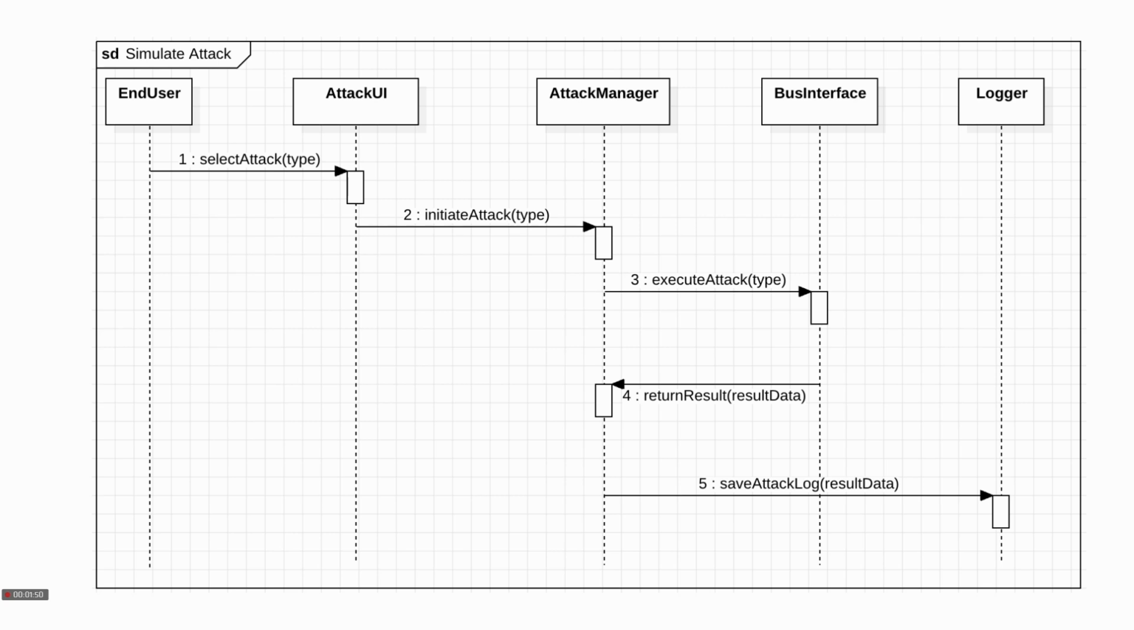Now over here we have our simulate attack design sequence diagram. This slide demonstrates how a user simulates an attack for testing. The end user selects an attack type via the attack UI, initiating a series of calls through the attack manager to the bus interface, which executes the attack. The result is returned and logged for later review. This simulation capability is vital for proactive testing and hardening of CAN network defenses.